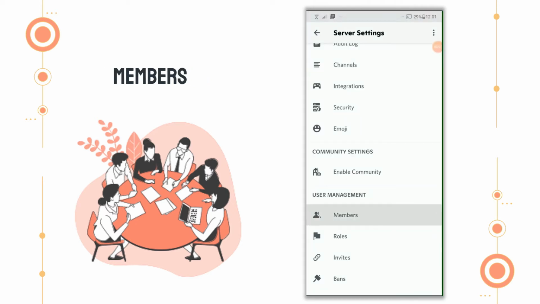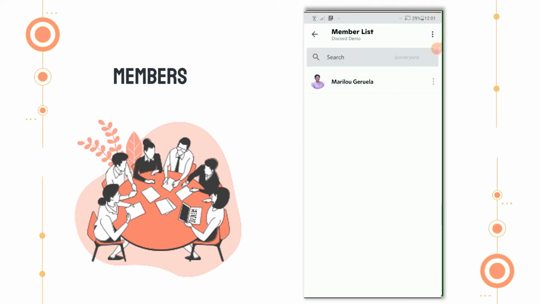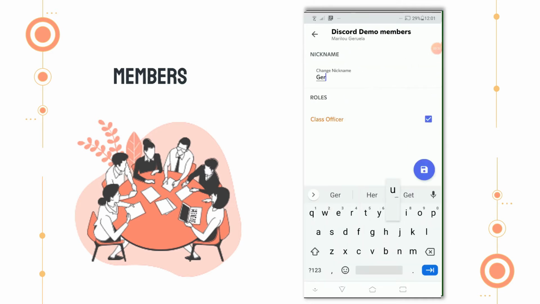In the Members tab, you can see all the members of your server and their assigned roles. To do so, click on the 3 vertical dots next to the member's name and assign the role. You can also change their nicknames. And don't forget to save.